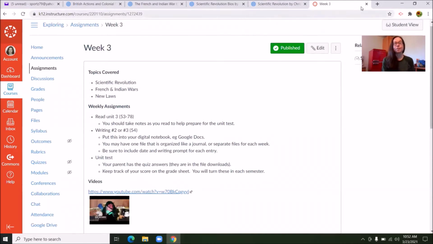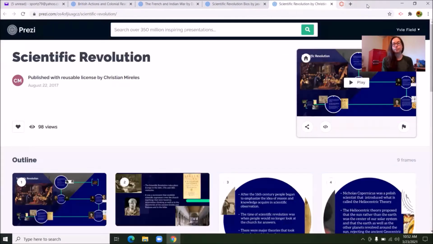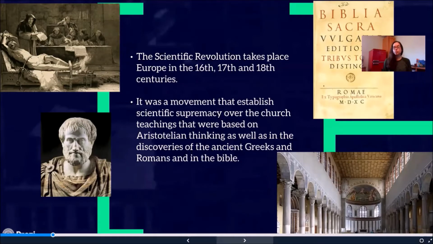So the first thing we're going to talk about is the scientific revolution. The scientific revolution took place in Europe in the 16th, 17th, and 18th century, and it was a movement that established scientific supremacy over the church teachings. They were based on Aristotelian thinking, as well as the discoveries of the ancient Greeks and the Romans in the Bible.